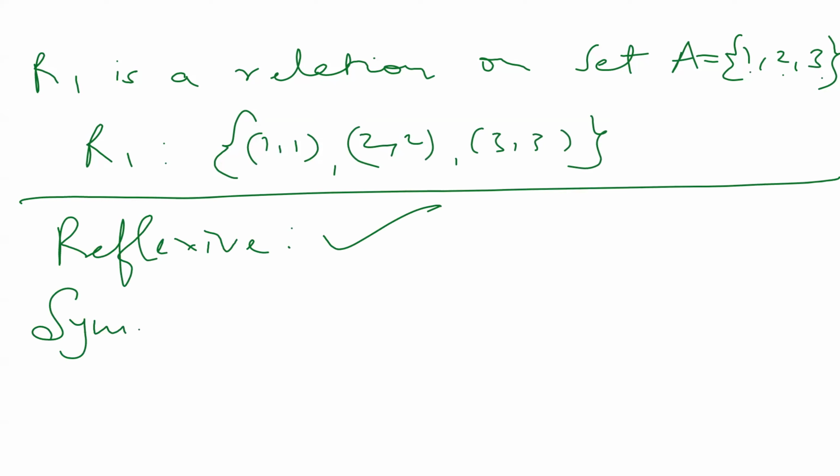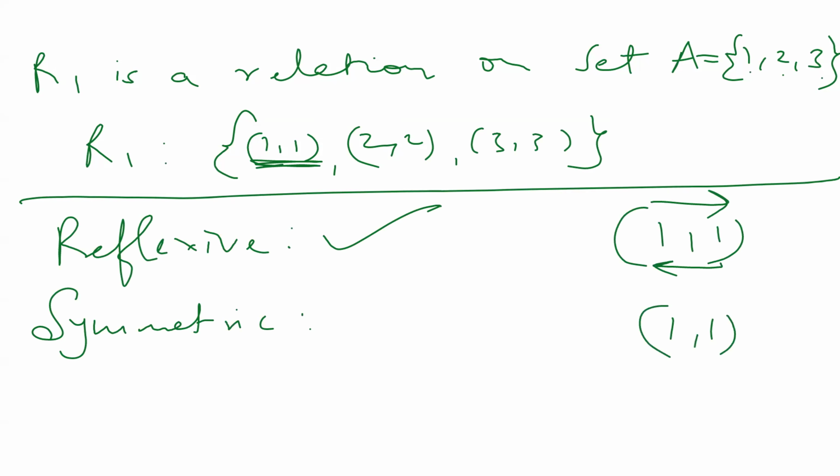Symmetric. Now, when I say (1,1), the reverse is also there in the relation. (1,1), just reverse it. It's (1,1) itself. It's there in the relation. (2,2), reverse it. It's there in the relation. (3,3), reverse it. It's there in the relation. So it is symmetric.